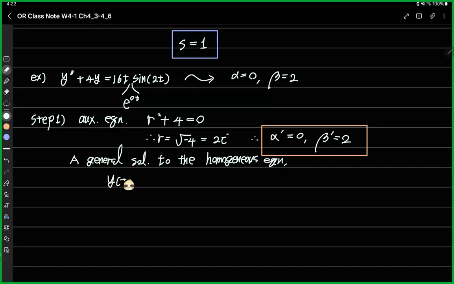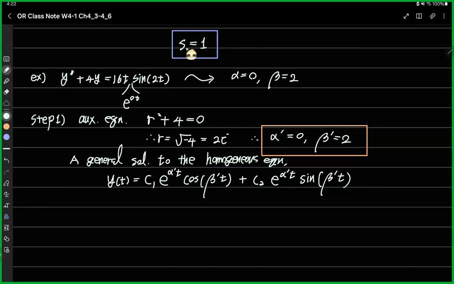y of t is going to be c1 times e to the alpha prime t times cosine beta prime t, plus c2 times e to the alpha prime t, and then sine beta prime t. So alpha prime and beta prime from the homogeneous equation are exactly the same as alpha and beta in the external force. So we figured out that s must be 1. Keep that in mind.